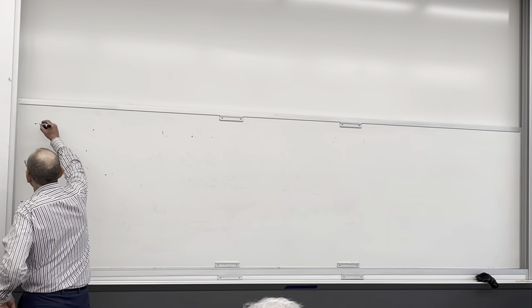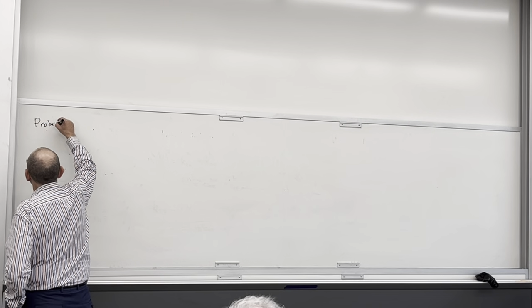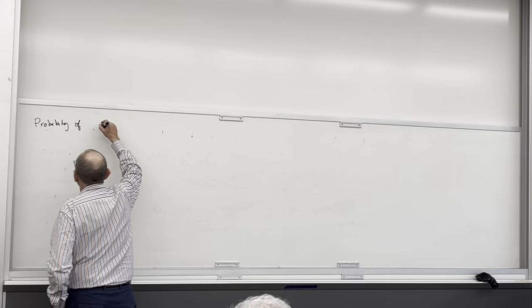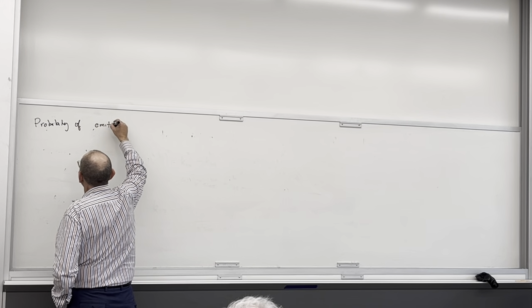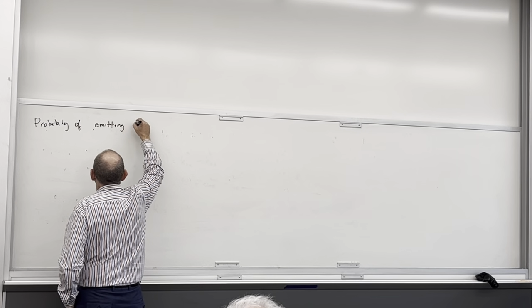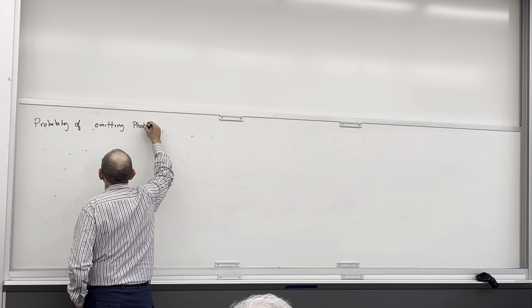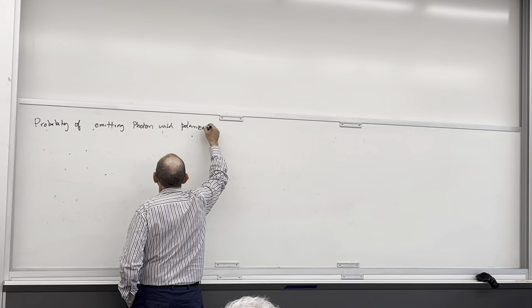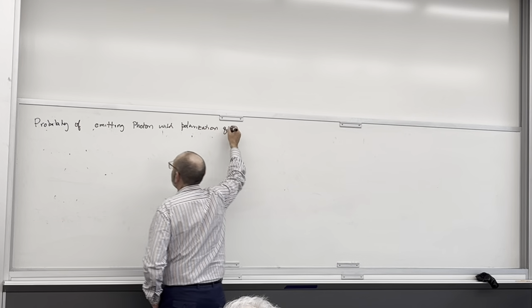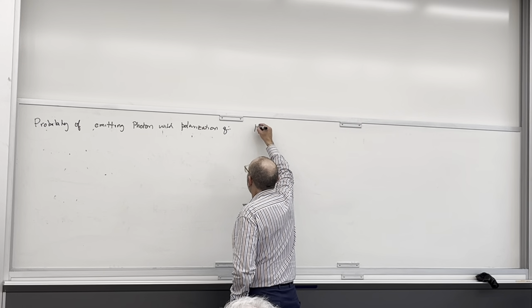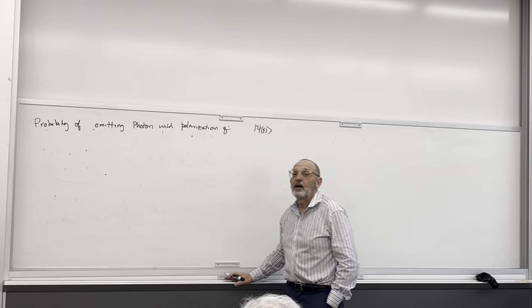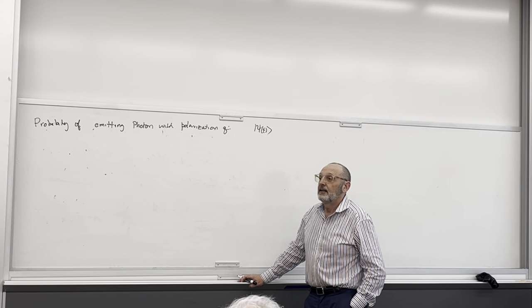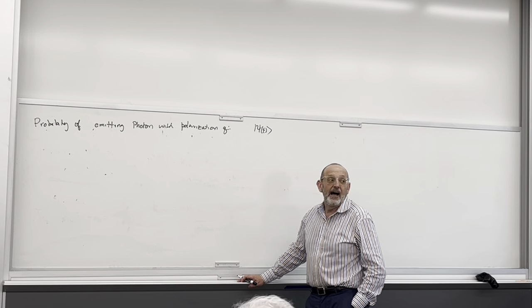Depends on the calculations. I would have to calculate the probability. Yeah. So the probability of emitting the photon with polarization Q is what? Suppose at some time t, my state is that, and I want to know what is the probability that I see this outcome.